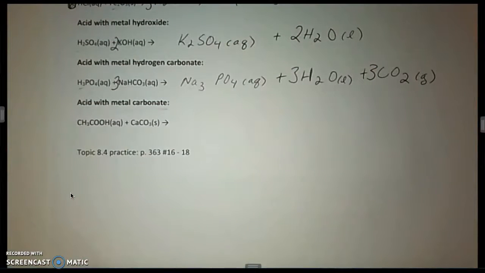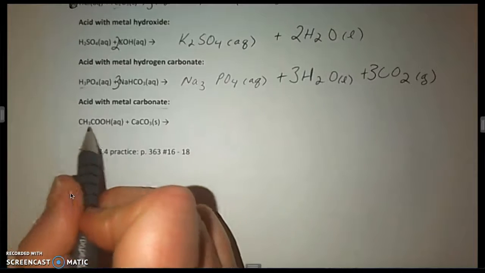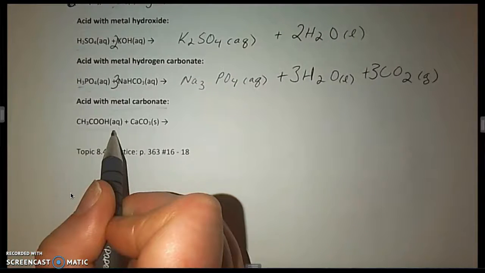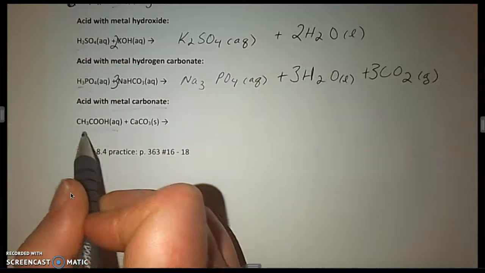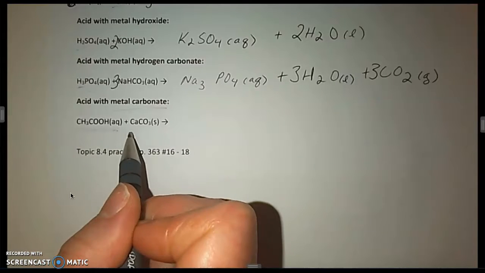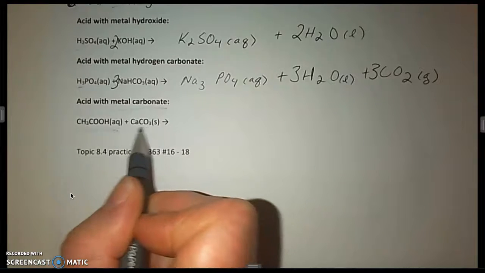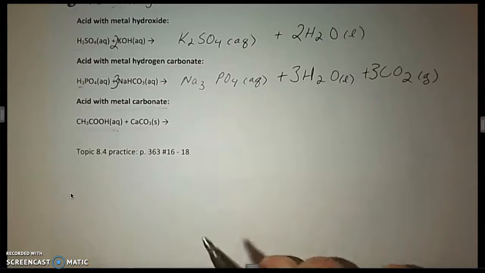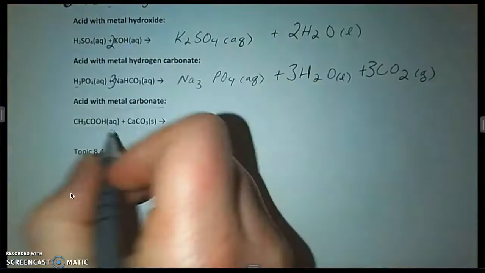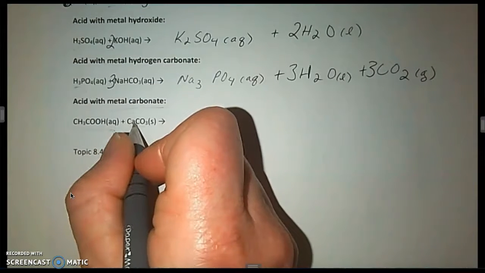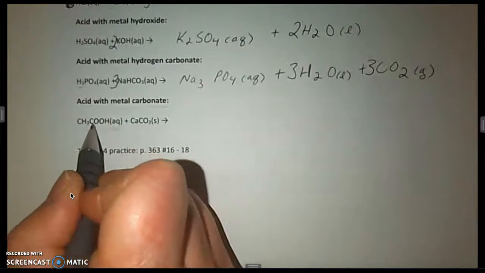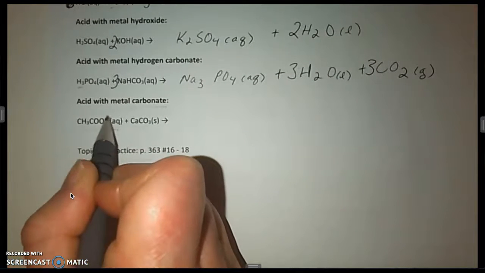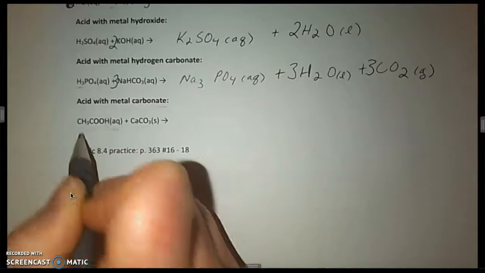Okay, and then my last reaction here, I've got an acid. This is a bit of a different acid. It's an organic acid, acetic acid or ethanoic acid, which we're going to be learning about when we start topic 10 next week. And then just a metal carbonate, no hydrogen included here, calcium carbonate. So here, once again, I'm going to make a salt with the metal and the conjugate base of this acid. The formula is written like this because the acidic hydrogen is listed on the end here, so the conjugate base is going to be just this part.